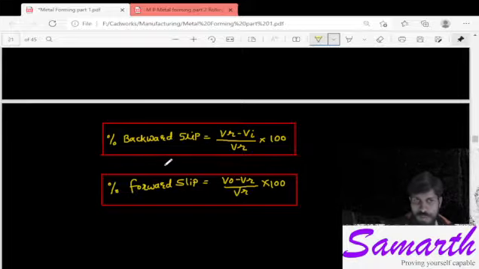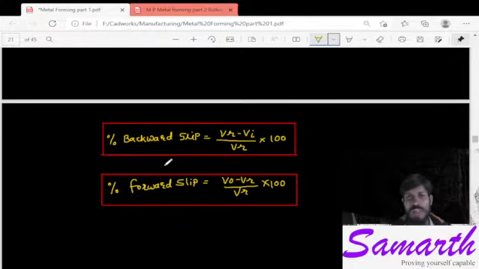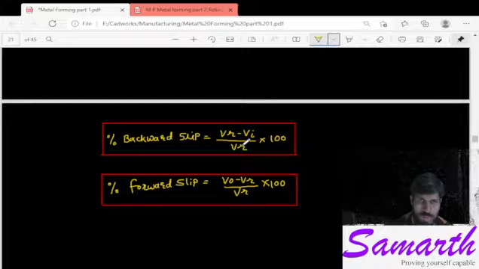The forward force before the neutral plane will be advantageous. We will see that in the next figure. First we will define the backward slip. It will be Vr minus Vi, as Vr is greater than Vi, and we divide it by Vr because we are finding it with respect to the velocity of the roller. So backward slip is (Vr minus Vi) by Vr into 100. Similarly, forward slip will be (Vo minus Vr) divided by Vr into 100.